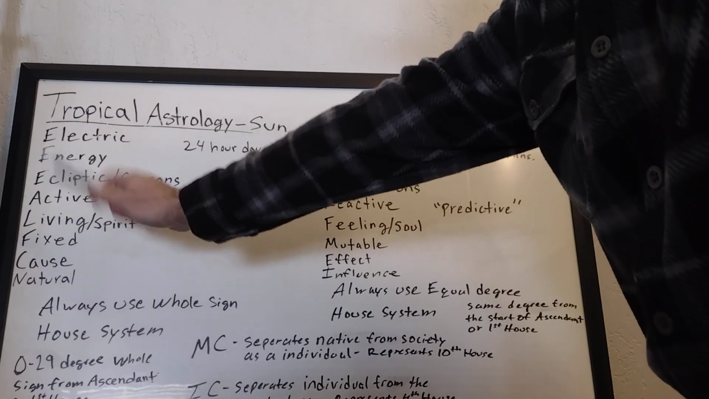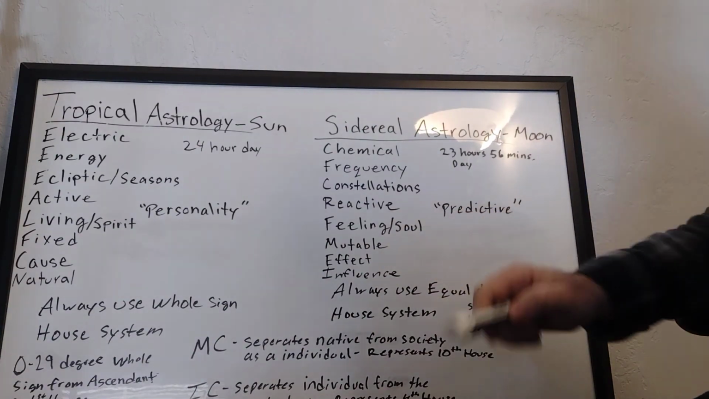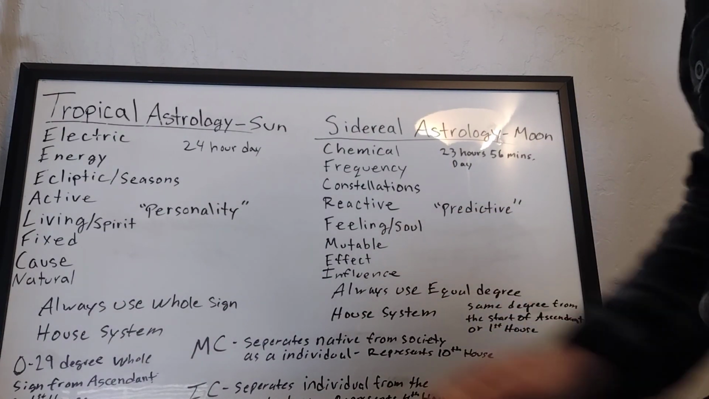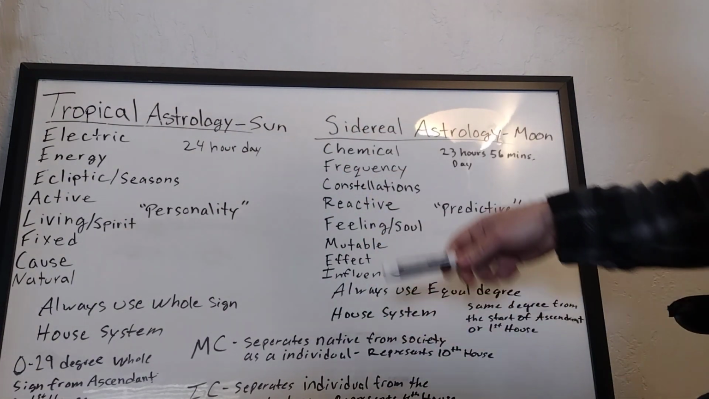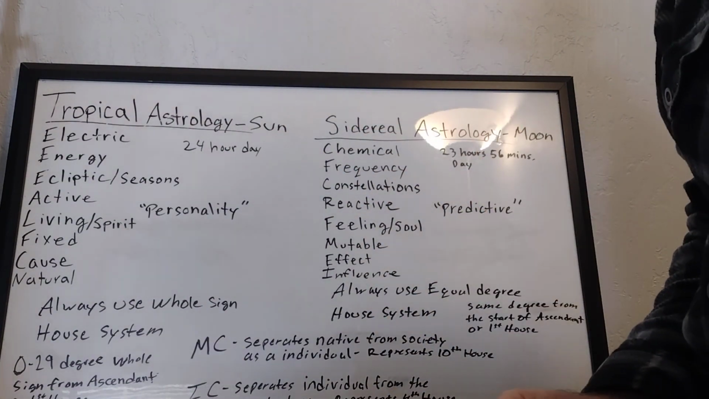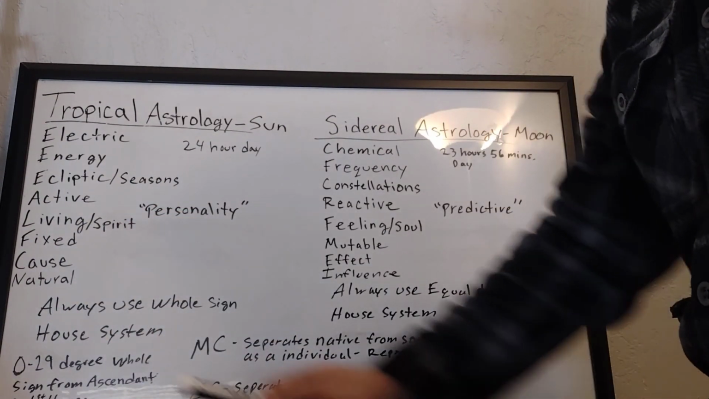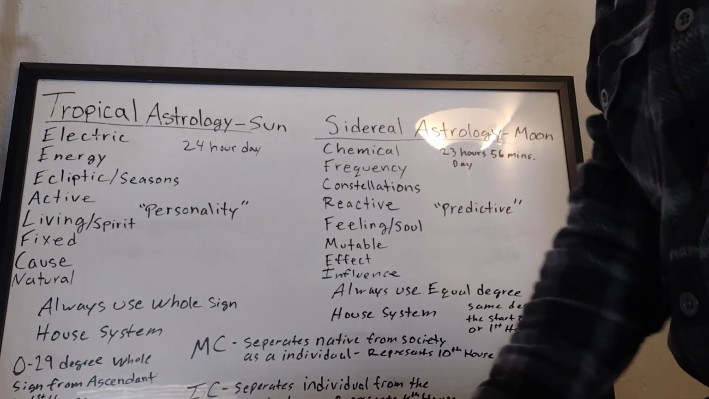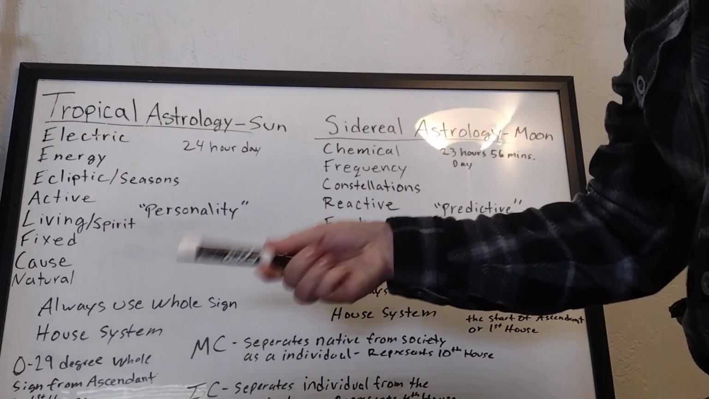Tropical astrology is our living spirit. Sidereal astrology is our feeling soul. So we live by tropical, or the sun, and we feel by sidereal, or the moon. It is a fixed system here. This is important. This is fixed, meaning that the 4 seasons and the path of the sun are always fixed.